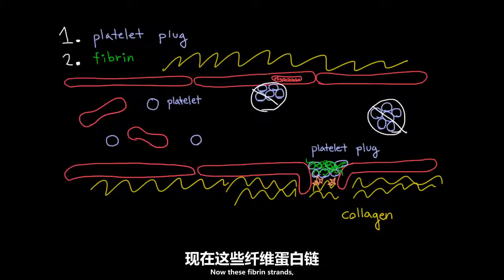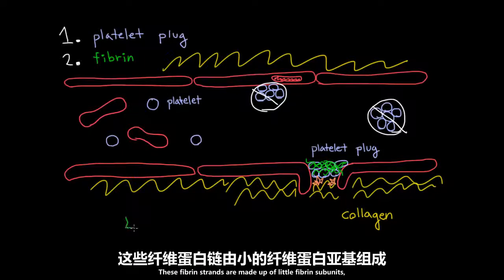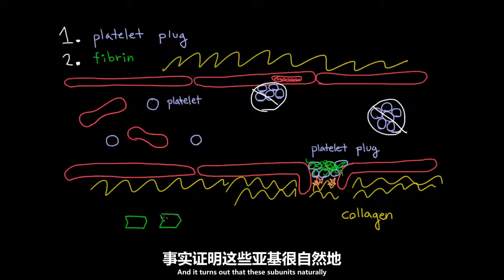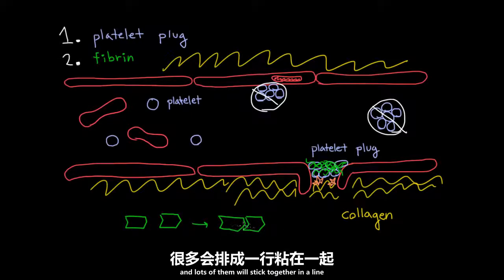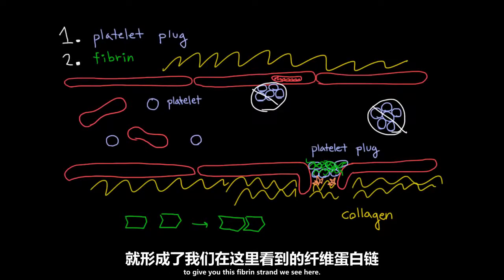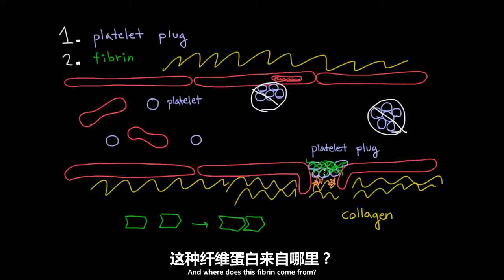Now these fibrin strands, that's what each of these little squiggles is, it's a fibrin strand. These fibrin strands are made up of little fibrin subunits, which I'll draw here. And it turns out that these subunits naturally like to come and stick together. And I guess the technical word for this is they polymerize, they form a polymer. Basically they just stick together, and lots of them will stick together in a line to give you this fibrin strand we see here. And where does this fibrin come from?